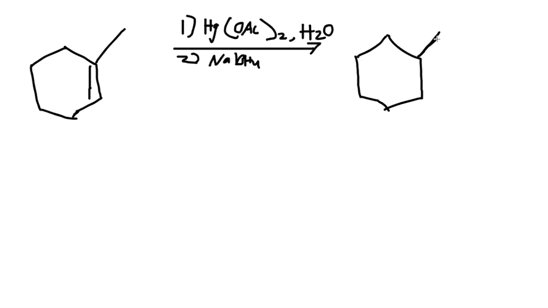And so the double bond was between here and here, and so the hydrogen would be on the carbon that has the least amount of substituents, which would be there, and now the OH would be on the carbon that has the most substituents. It will be there. Actually, it will be there. Okay.